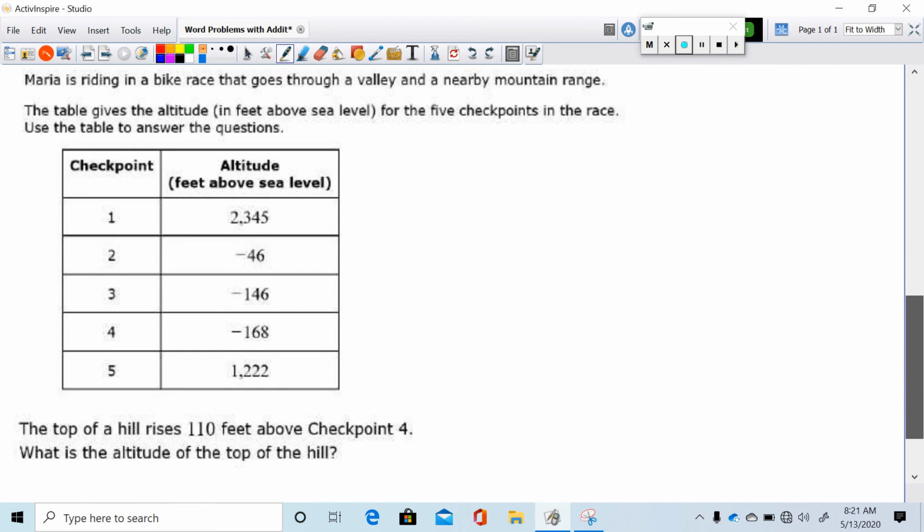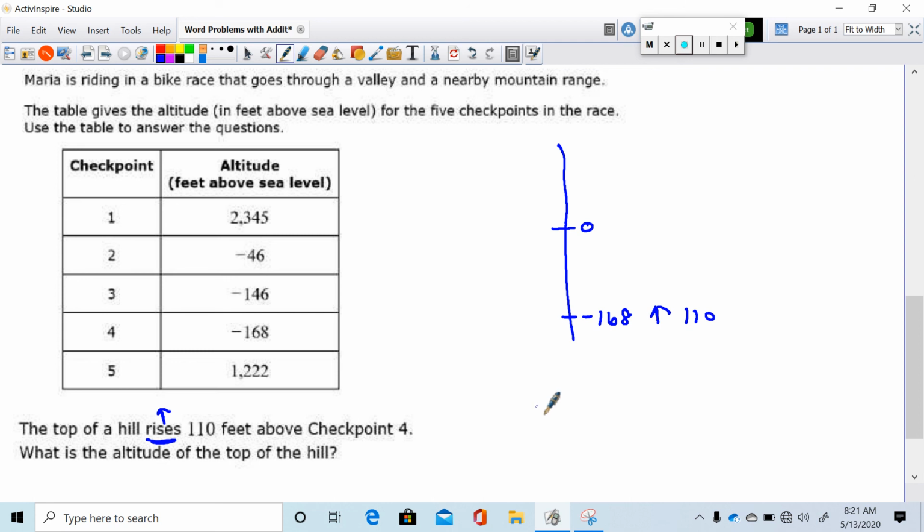This next one's not a temperature problem. I'm going to set it up exactly the same so I can visually see what I'm supposed to do. Maria is riding a bike race that goes through the valley at a nearby mountain range. The table gives the altitude in feet above sea level for the 5 checkpoints in the race. Use the table to answer the questions. The top of the hill rises 110 feet above, so it's rising, so that means going up, above checkpoint 4. Checkpoint 4 is negative 168, and you're going to rise above 110 feet.